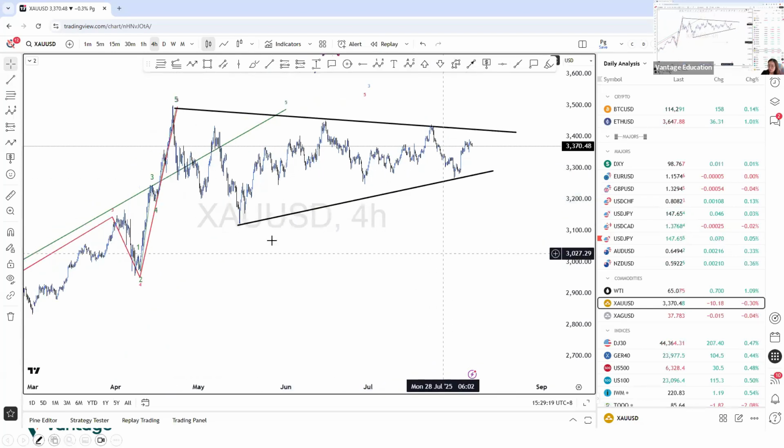So now, with a triangle, we also have so many patterns. I will cover it next week, but this is just an overall introduction to the Elliott wave. Okay.